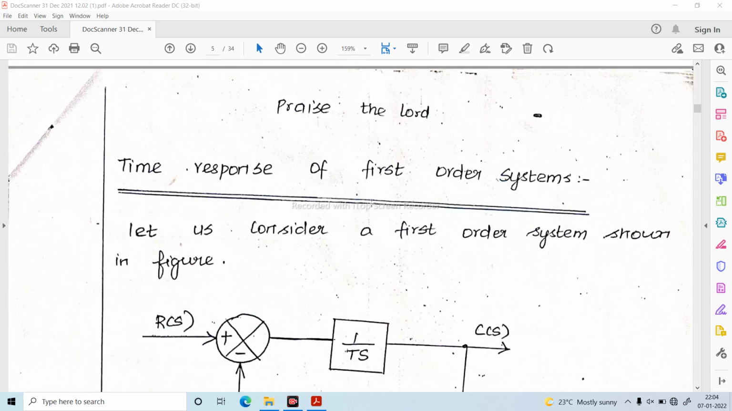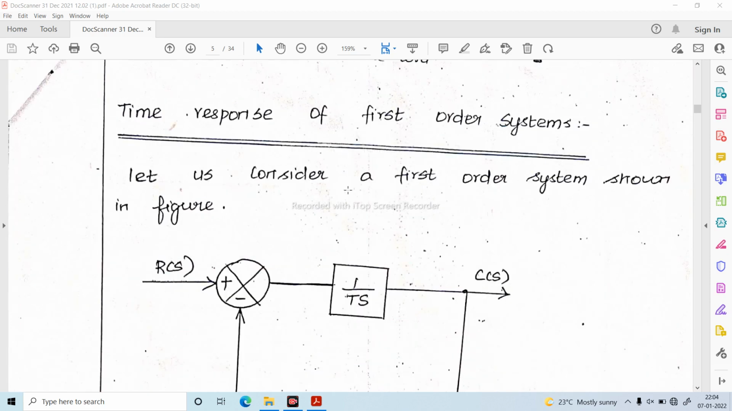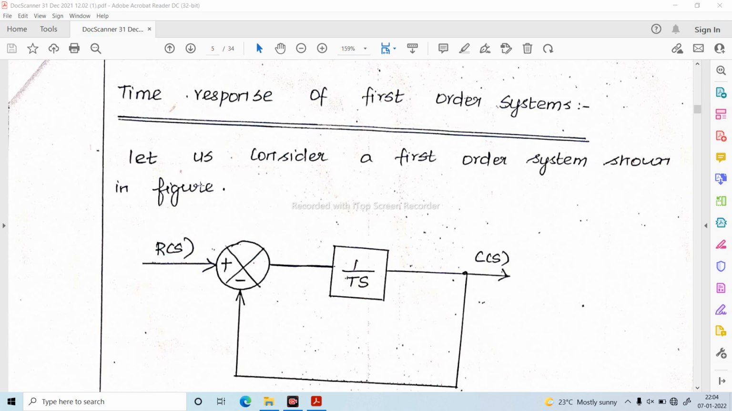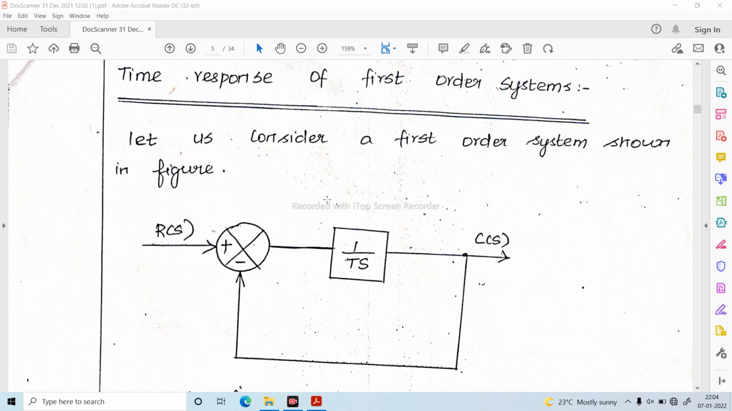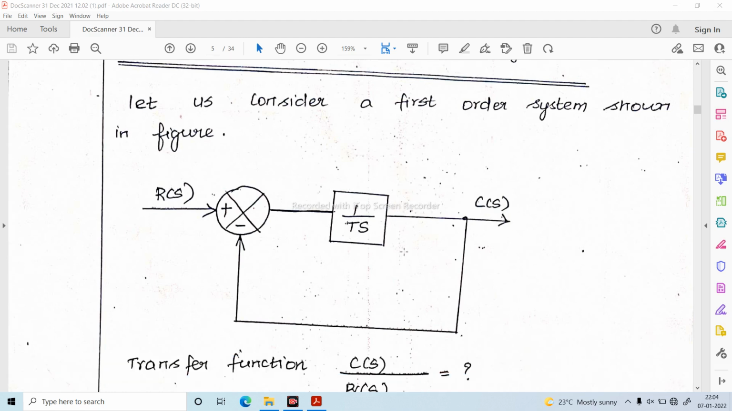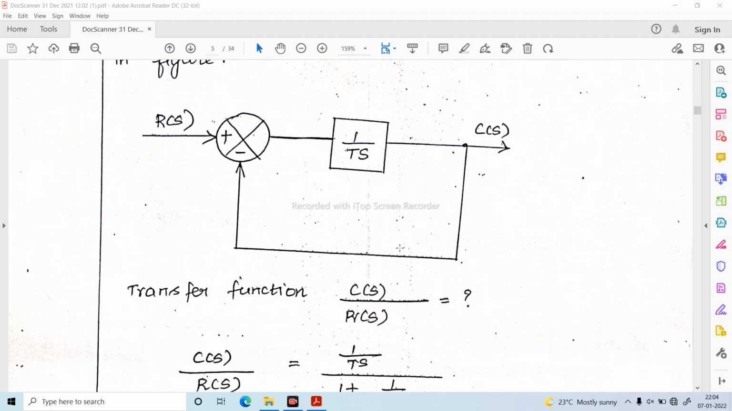Next I am going to explain the time response of the first order system. Let us consider the first order system shown in figure. So first order system means order equal to 1. See in the system 1 by Ts. Here T is the time constant and s is the order of the system, that is equal to 1. Okay, here first of all I am going to apply the block diagram reduction technique.